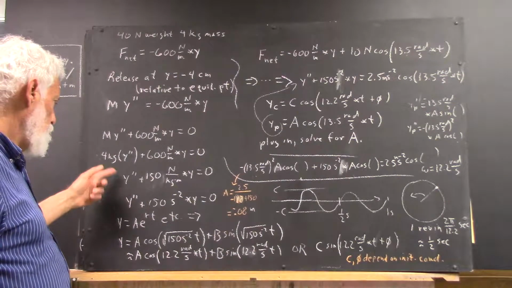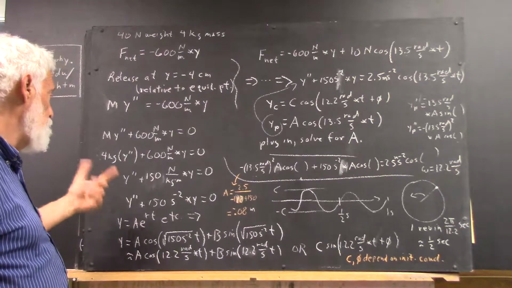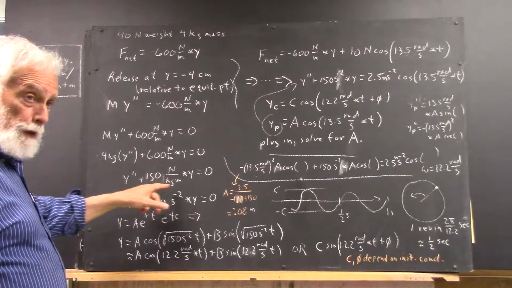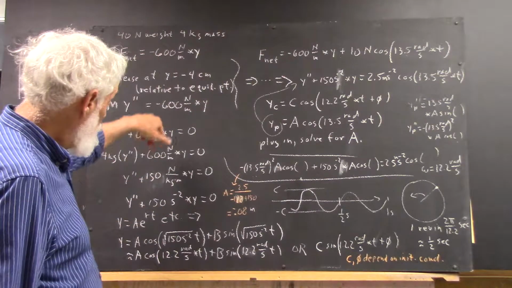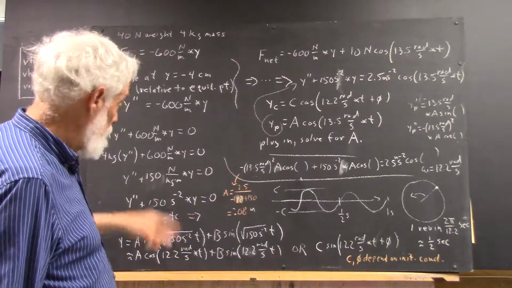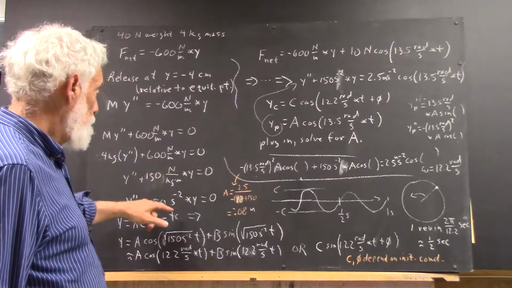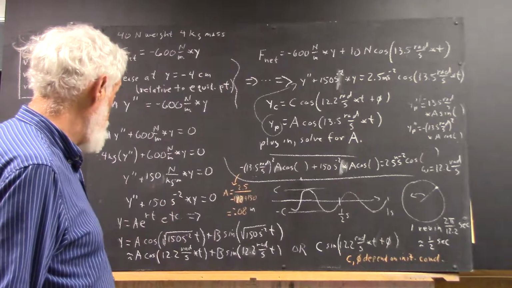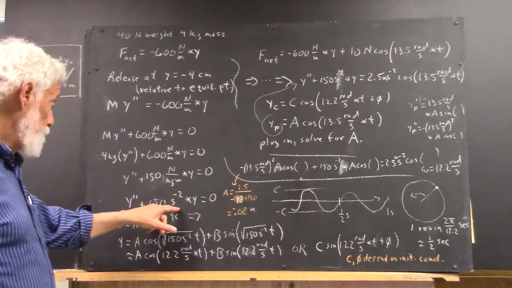I'm not sure what the difference is between this and this. Well, yeah, a newton divided by a kilogram meter is a kilogram meter per second squared divided by a kilogram meter, which is a reciprocal second squared, second to the negative 2. So that's the difference here.